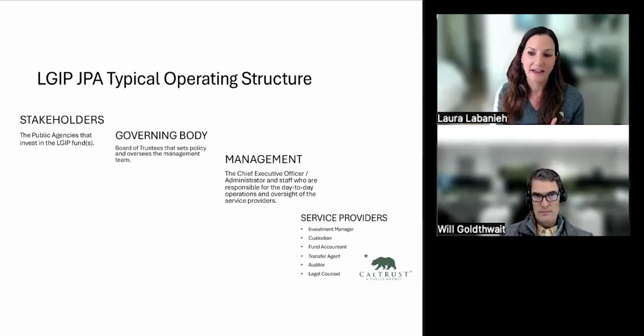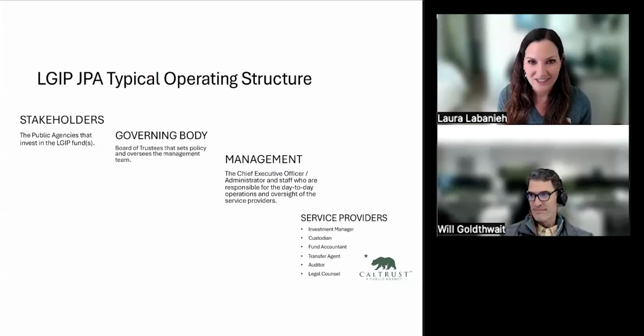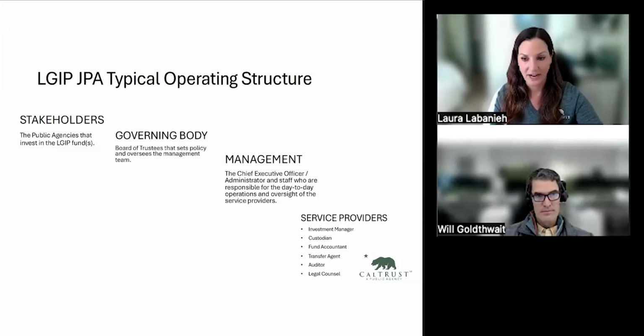The next level down on an operating structure for your LGIP JPAs are the service providers. So these are the companies and partners on a day-to-day basis actually doing the nitty-gritty, the detail work. So for example, at CalTRUST, our investment management team is State Street Global Advisors. We contract with them. Other service providers that any LGIP JPA is going to contract with would be your custodian, your fund accountant, your transfer agent, the auditor, legal counsel. So that's that last layer of who's actually doing the behind the scenes work.